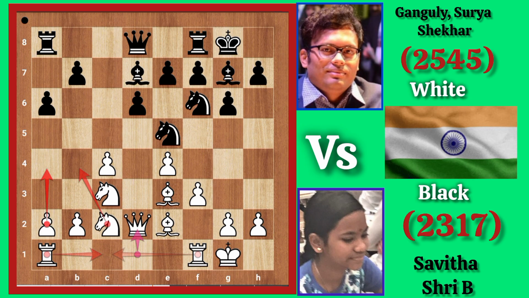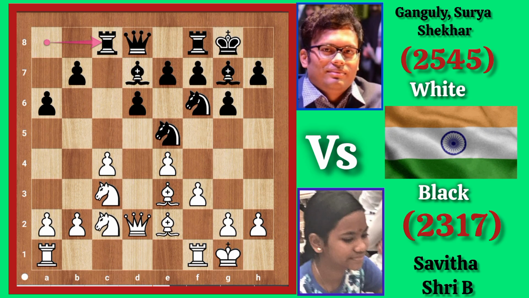12. Rook c8. Black places the rook on the open c-file. The pressure on White's c4 pawn is mounting, forcing White to think defensively.